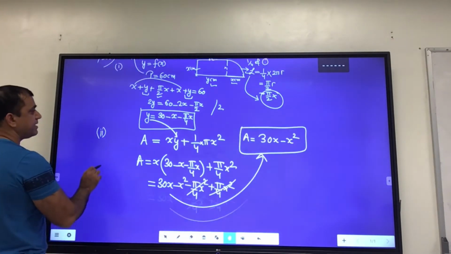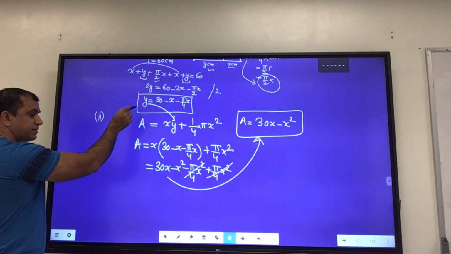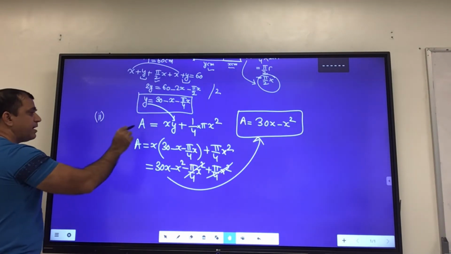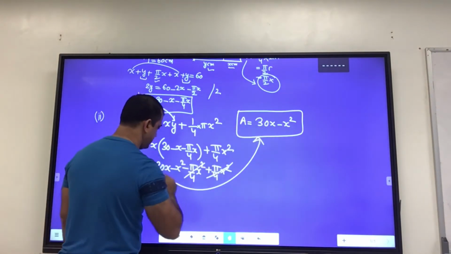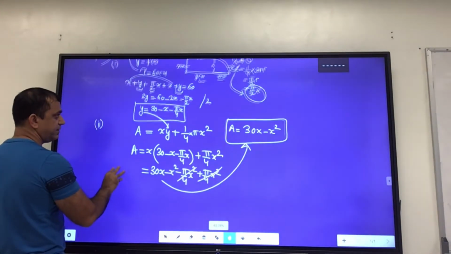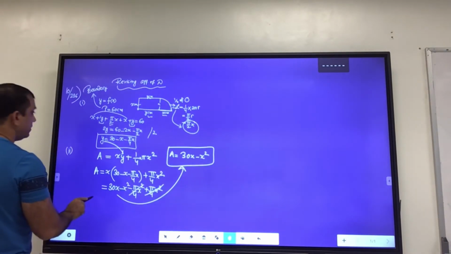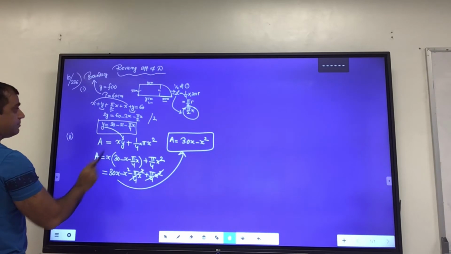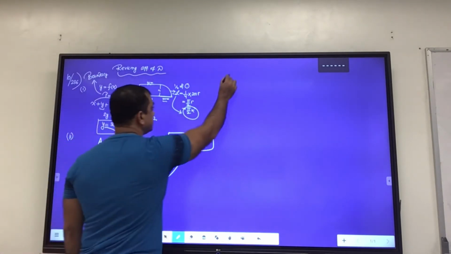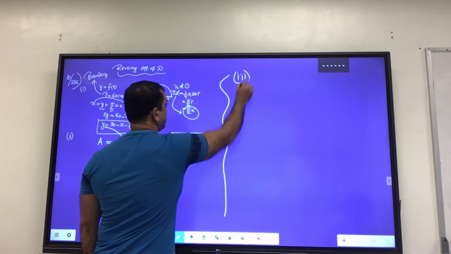So second part is done. First part was take y as a subject, done. Second part, prove area to be this, done. Move on to third part. Let me zoom out again over this side. We will try our third part on that side. So what is third part? Let me read. We have third part.